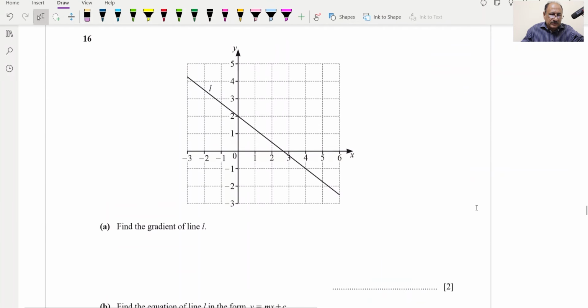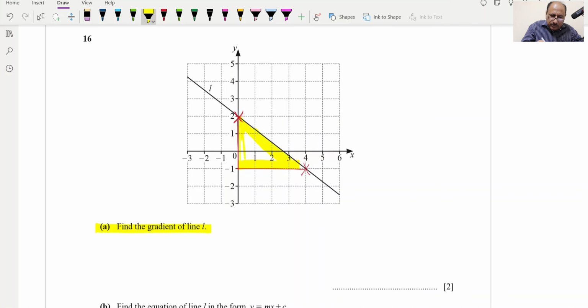Question number 16 says find the gradient of the line. They have provided grid. We have to just find the gradient. So we will be finding 2 points which are having whole number, like for example crossing exactly at a location. So I have chosen these 2 points, and we can join this to make this triangle. So this will be the triangle which we will be considering, and we can shade this triangle. This is the triangle which we are considering.